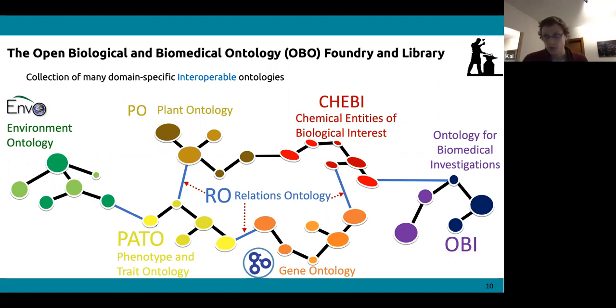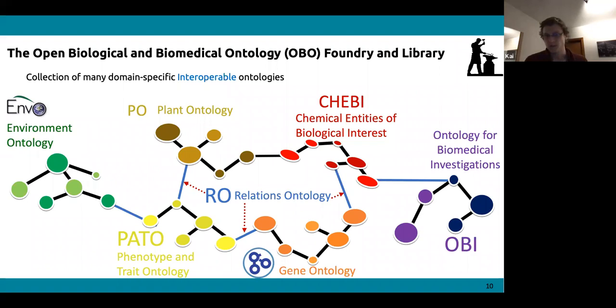The Gene Ontology, for example, is very famous within the life sciences. It helped to unify biology from a bunch of different organisms. So, if a gene was called something in mice and it was called something different in flies, the Gene Ontology really helped to harmonize that information.